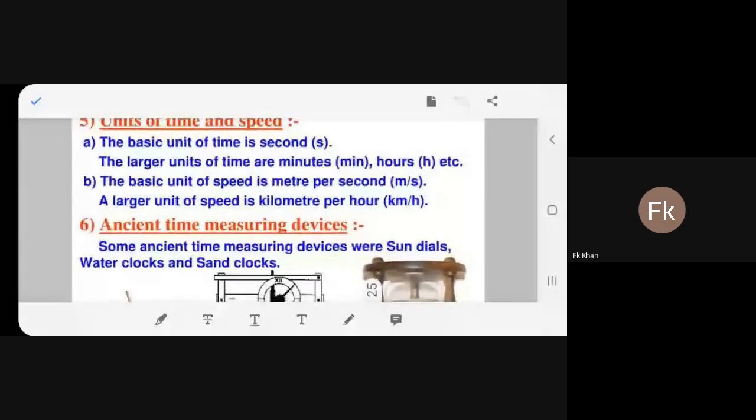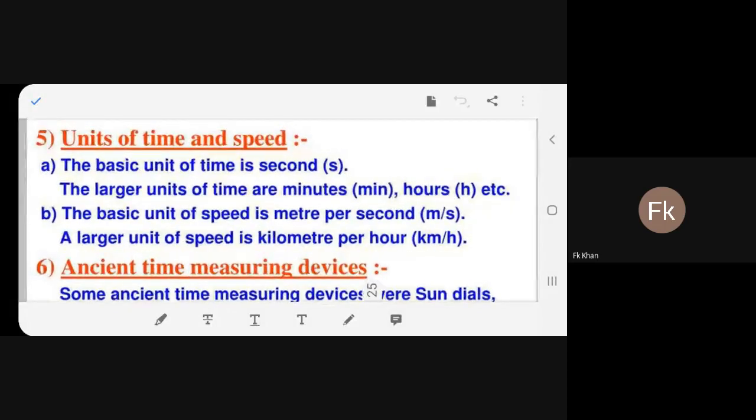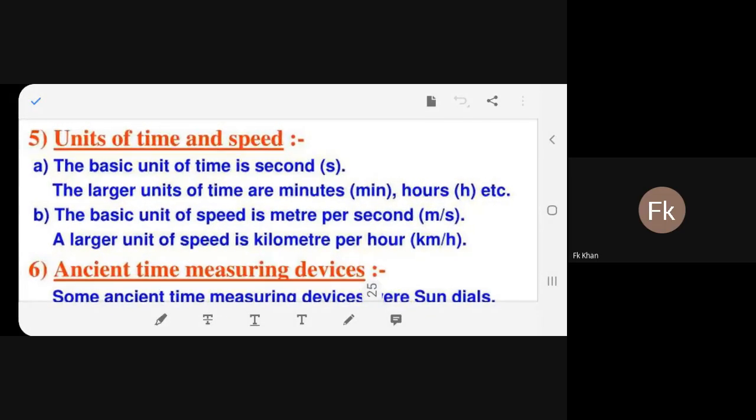Now we'll work on time and speed. Please start. Ma'am, can I read? What's your name, beta? Misbah. Misbah. Okay, beta.